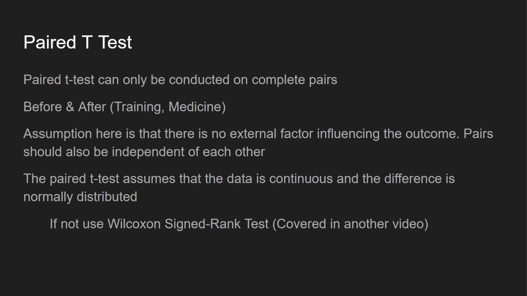Also, the paired t-test assumes that the data is going to be continuous and the difference is normally distributed. So if the data is not continuous and/or the data is not normally distributed, you're going to be using the Wilcoxon signed-rank test. I'm going to be covering that in another video, hopefully in a few weeks, right?